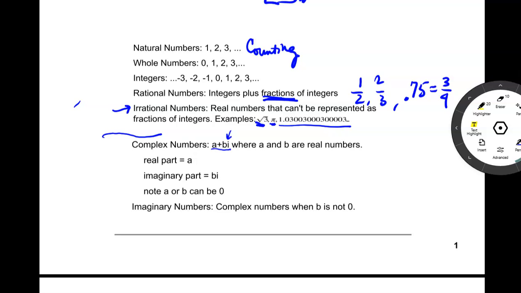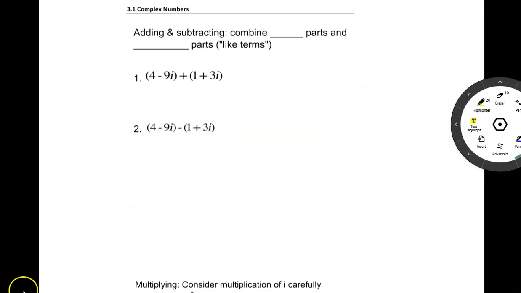And just keep in mind that a or b could be 0. So if a was 0, then your complex number would just be bi. If b was equal to 0, then your complex number would just be a. Now, if the b is 0, you no longer have an imaginary number. It's still complex, but it's not imaginary. Imaginary has to have an imaginary part.